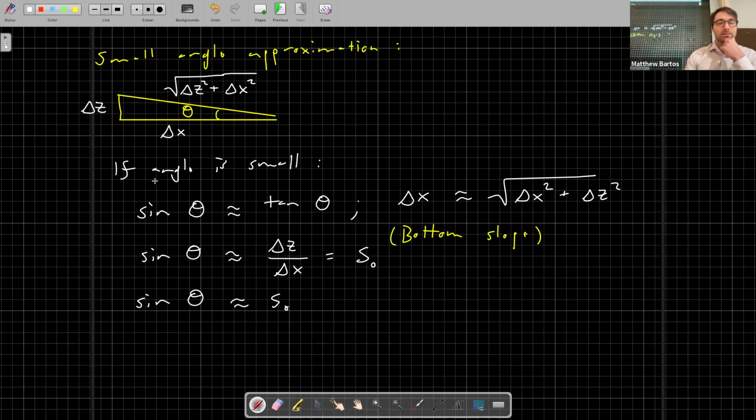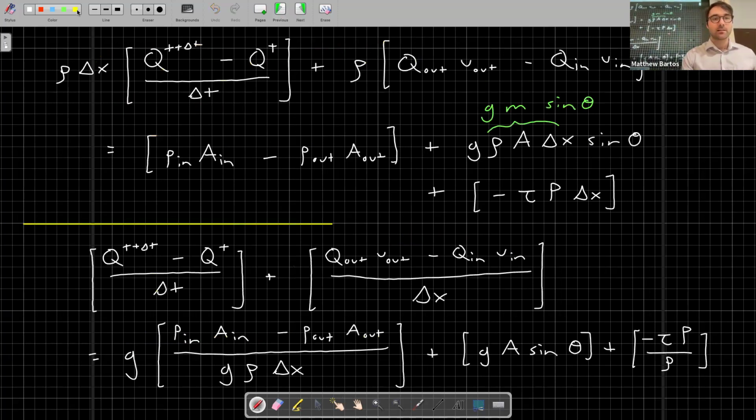Then I'm going to define something called a friction slope. We'll be using this a little bit later when we talk about frictional losses. The friction slope we'll define as negative tau times the wetted perimeter divided by the density, so it's equal to the final term in our previous equation. So this term here becomes g times A times the bottom slope, and this term here becomes the friction slope.